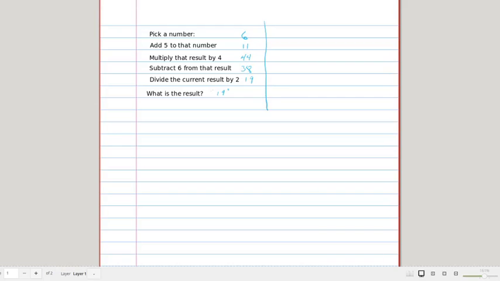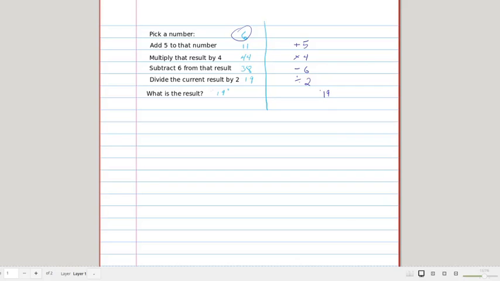And then what I would do is I would come back and try to figure out what number you picked originally. In other words, what was that original number that you picked? And the way I would do it is I would list out, as these were being read off, what you were doing. So I would list out that you added 5, and then that you multiplied by 4, and then you subtracted 6, and then you divided by 2, and finally you got 19.